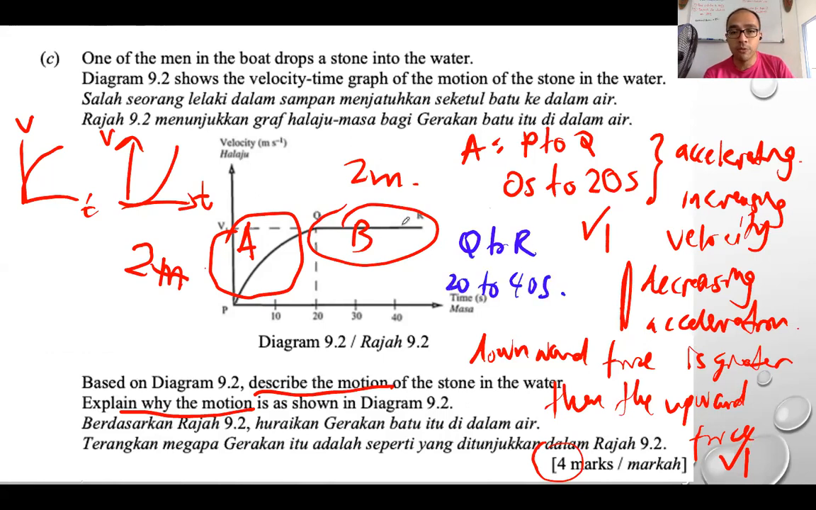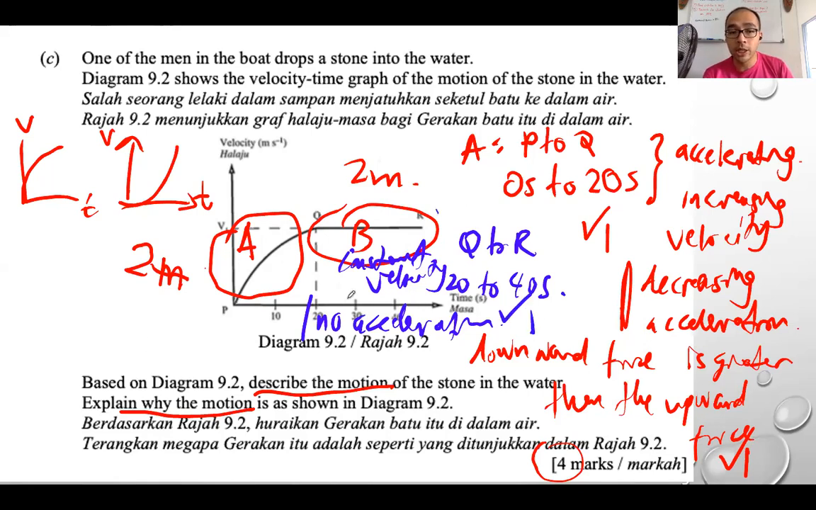Okay, what kind of movement is this? This is constant velocity. And kawan kepada constant velocity is no acceleration. So if you mention either one of these, constant velocity or no acceleration, you get one mark. But you must mention from Q to R or from 20 to 40 seconds. Must mention this. Okay, one mark.